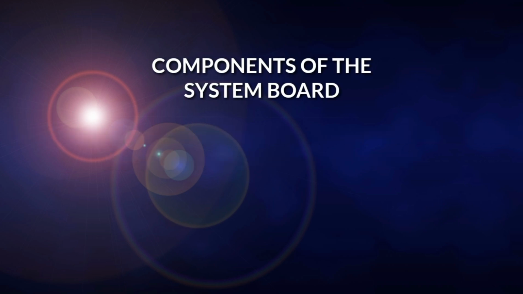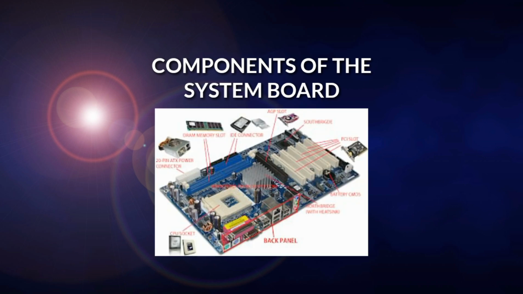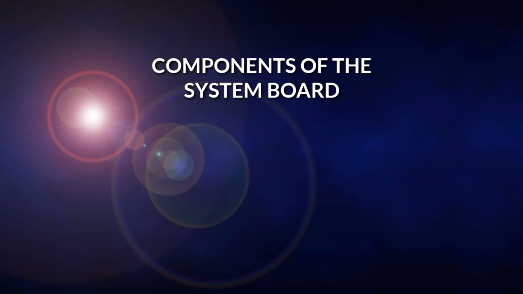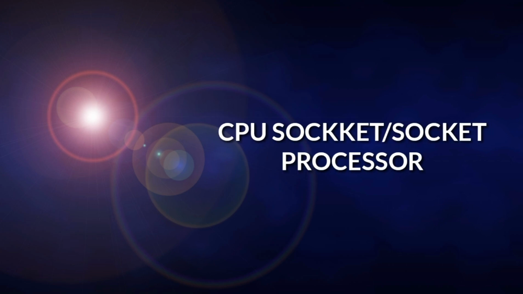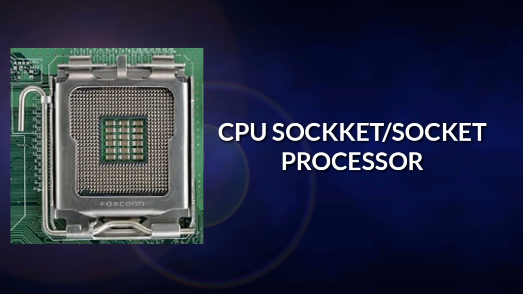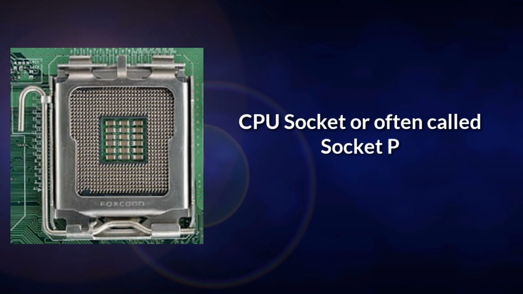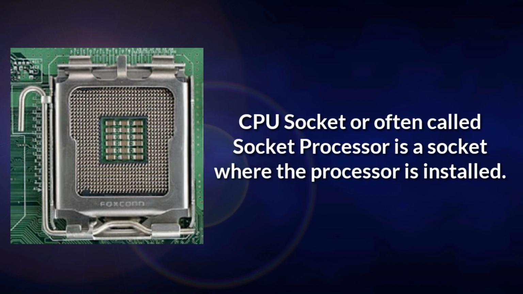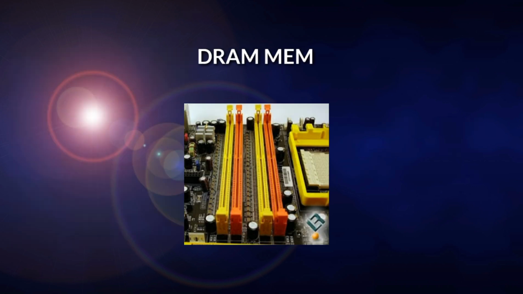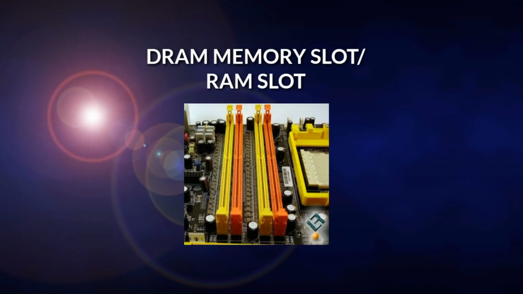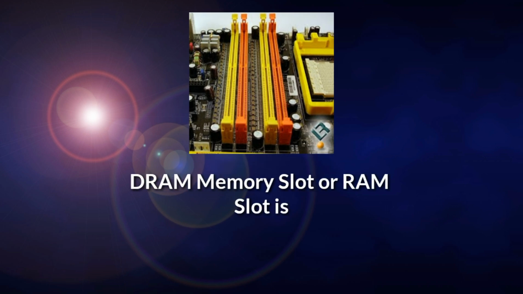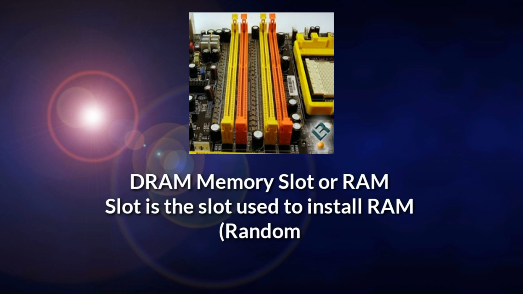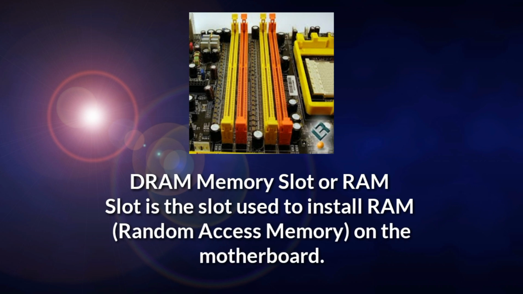Components of the system board. CPU socket or socket processor. The CPU socket, often called the socket processor, is a socket where the processor is installed. RAM memory slot or RAM slot. The RAM memory slot is the slot used to install RAM, random access memory, on the motherboard.